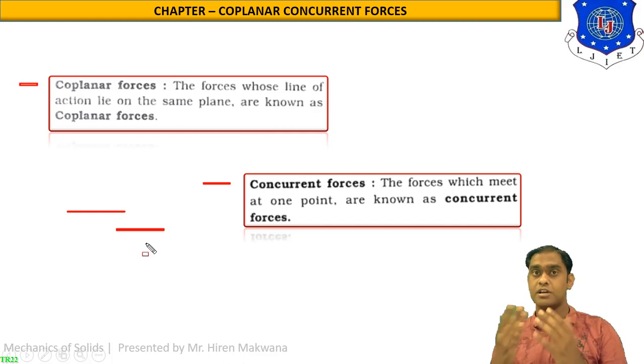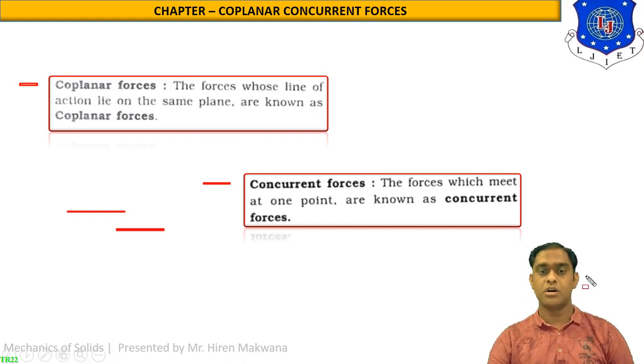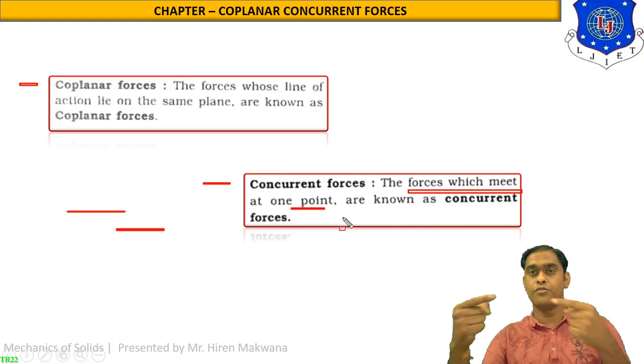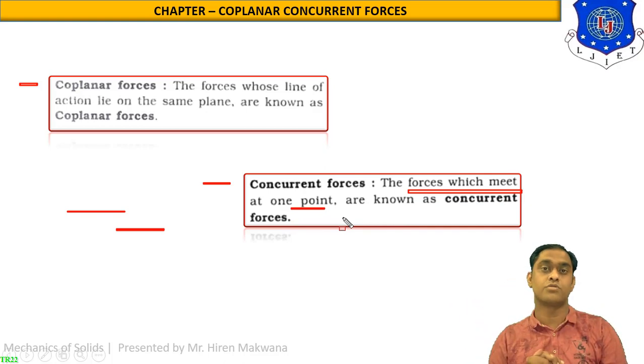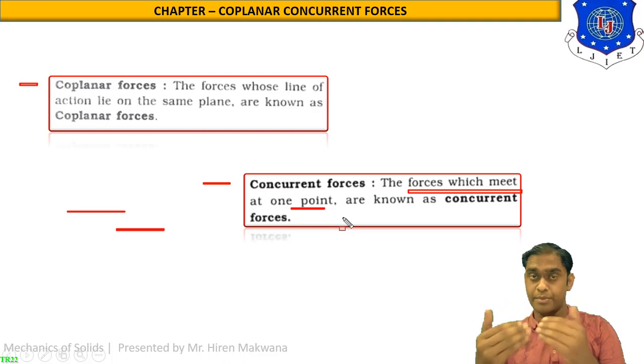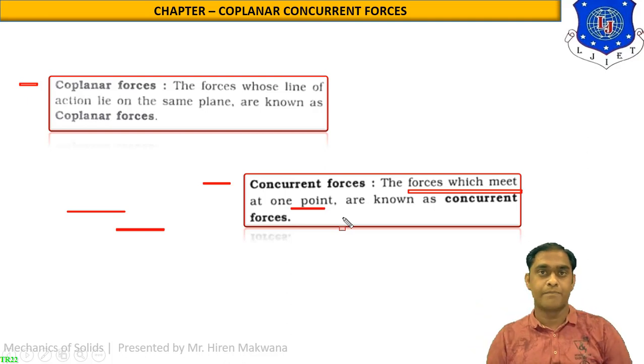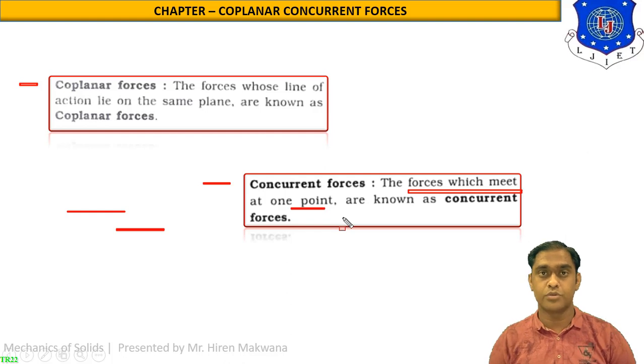Now what are concurrent forces? Concurrent forces are forces which meet at one point. When two forces are meeting at a single point, they are known as concurrent forces. More than two forces can also be meeting at the same point. Or you can say that when two or more forces are intersecting at a common point, this type of forces are known as concurrent forces. So this is the definition of coplanar concurrent forces.